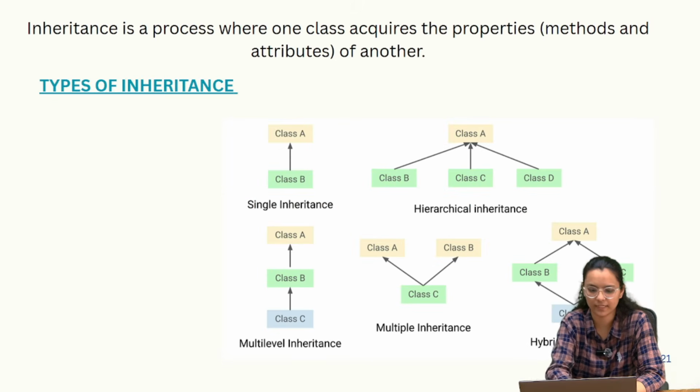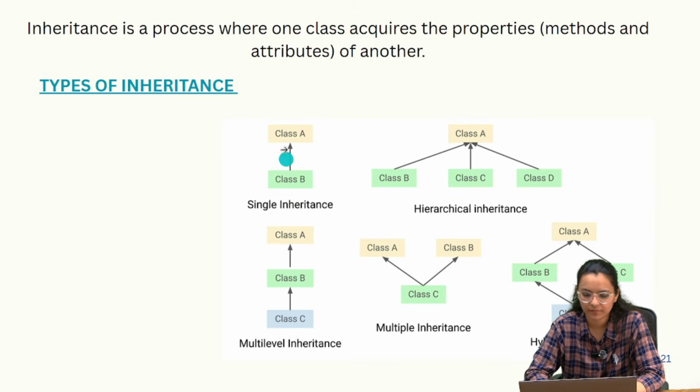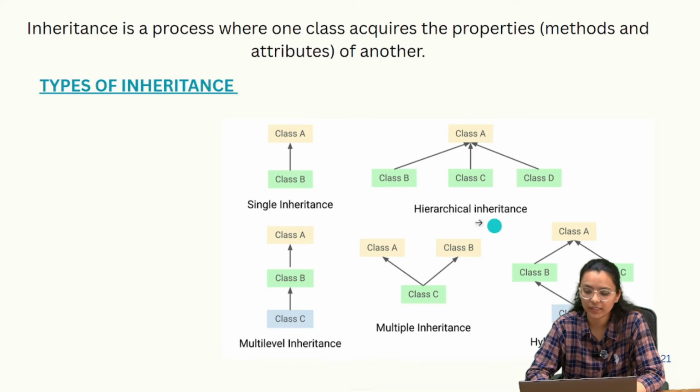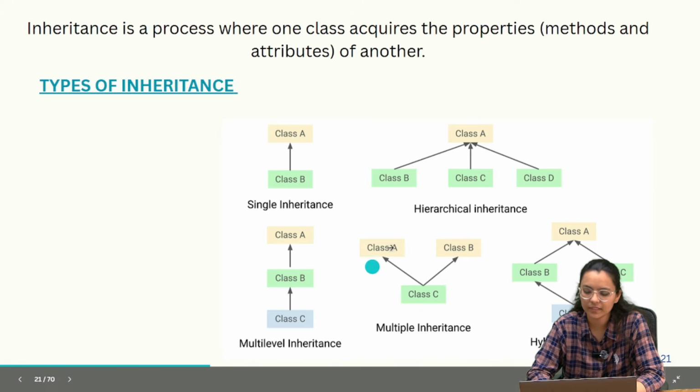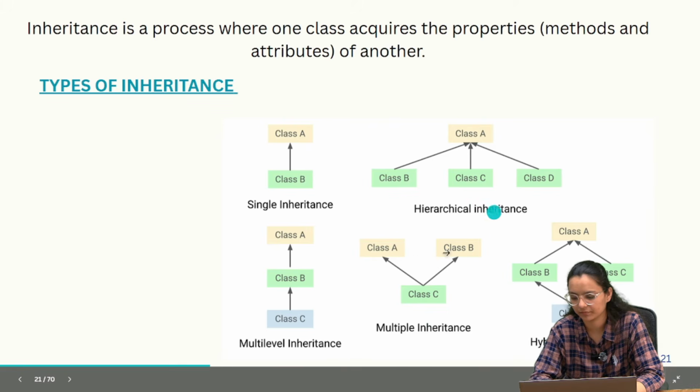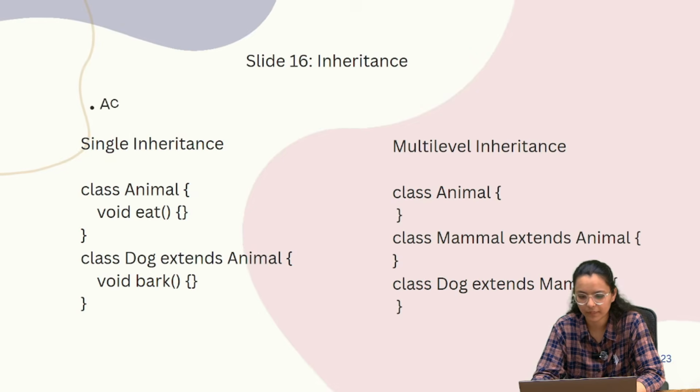For example, here let's see single inheritance: class A, class B, it extends. Multi-level inheritance is like class A, B, C. In hierarchical inheritance there is class A, class B, class C. Multiple inheritance is like this: class A, class B, class C, and hybrid inheritance like this. Okay, these are the types of inheritance. We have to remember that.